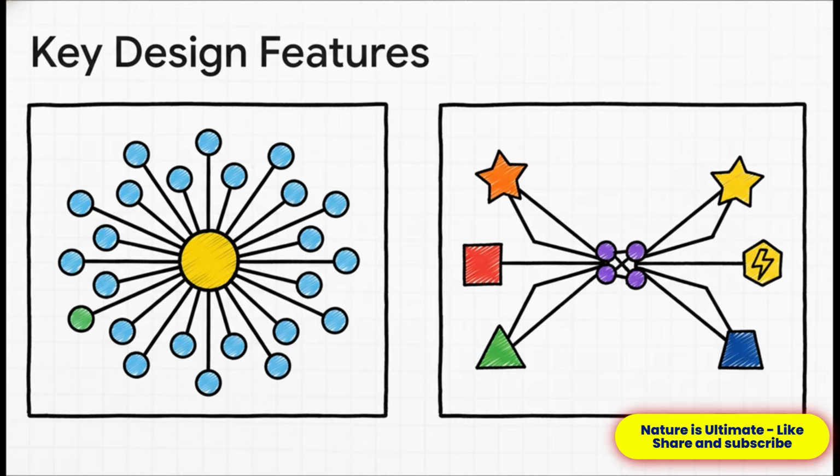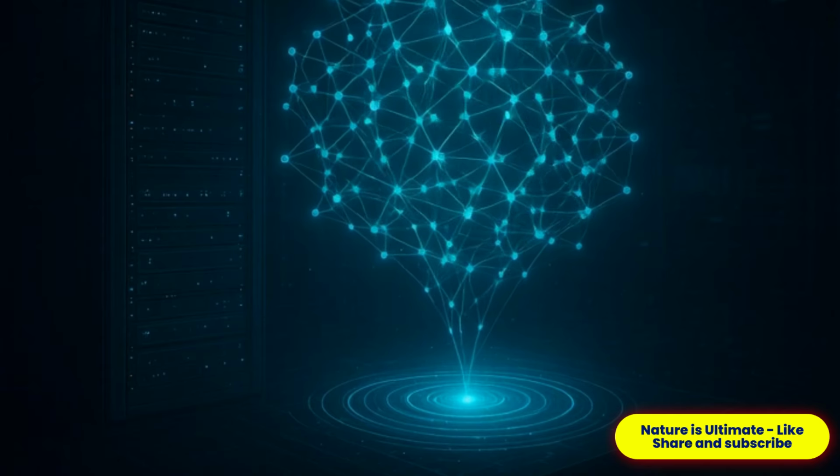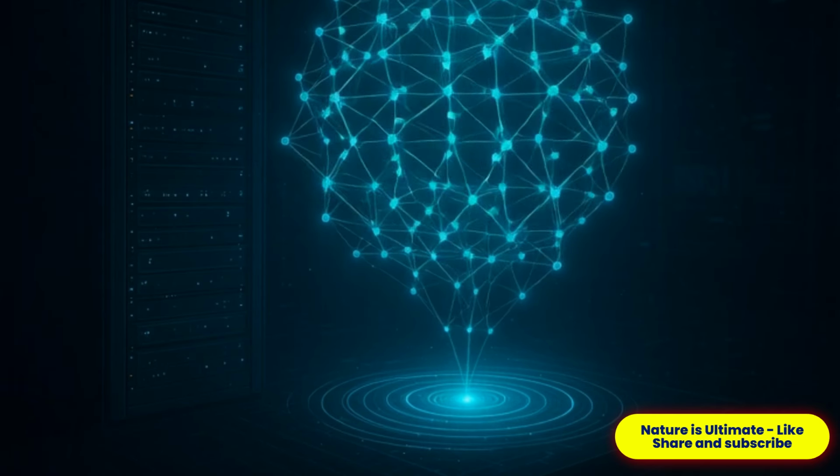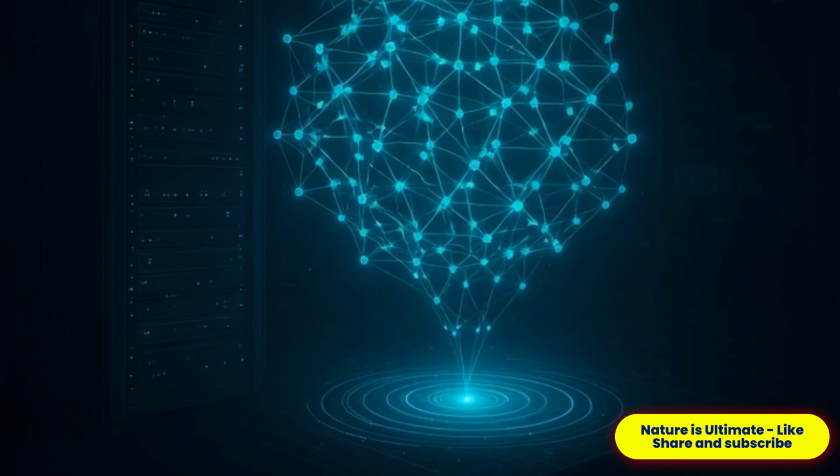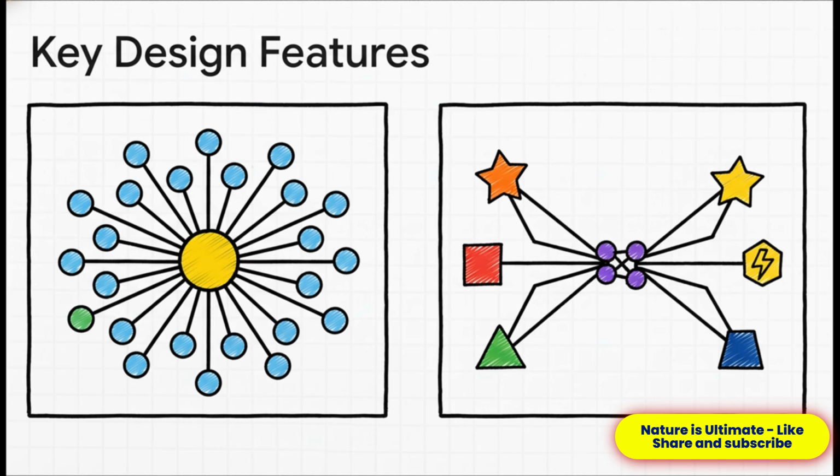So how does it do that? With some really clever design features. First, it's a scale-free network. That just means most parts only have a few connections, but a couple of key hub molecules, like ATP, are connected to practically everything. The good news? That makes the system really tough against random mistakes. The bad news? It creates a vulnerability. If you hit one of those central hubs, the whole system can crash.